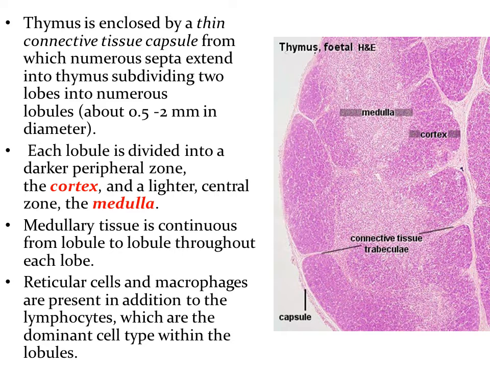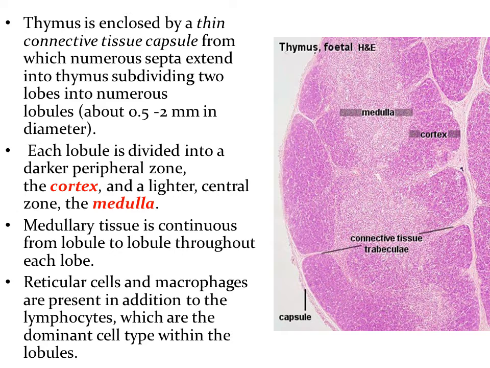The thymus is enclosed by a thin connective tissue capsule from which numerous septa extend into the thymus, subdividing the two lobes into numerous lobules. Each lobule is divided into a dark peripheral zone called the cortex and a lighter central zone, the medulla. The medullary tissue is continuous from lobule to lobule throughout each lobe. Reticular cells and macrophages are present in addition to the lymphocytes, which are the dominant cell type within the lobules.